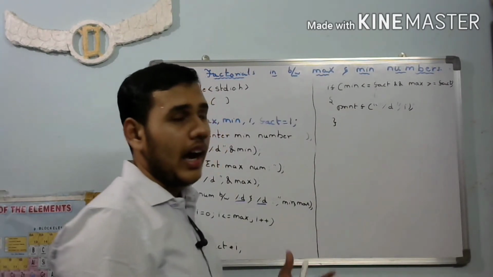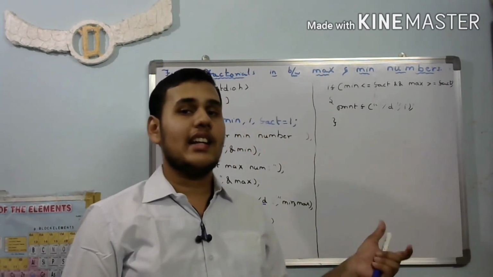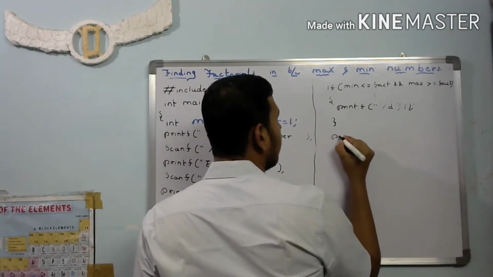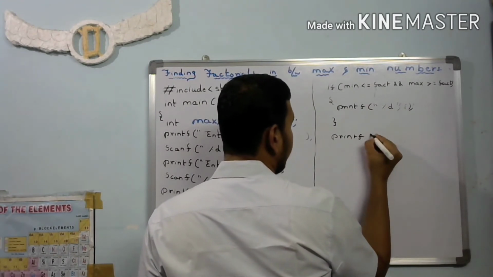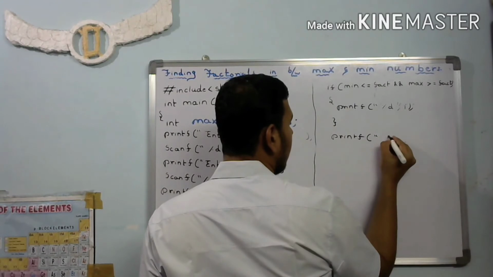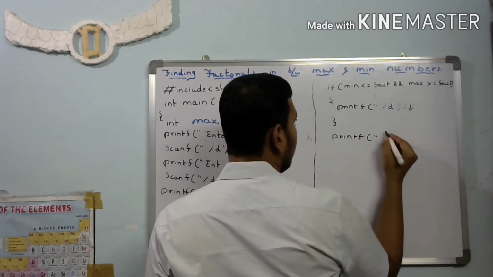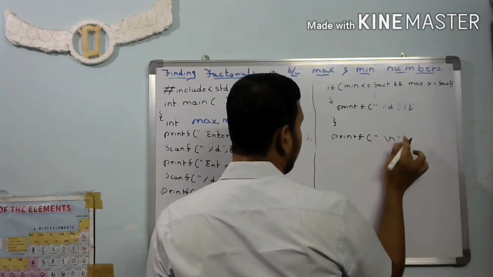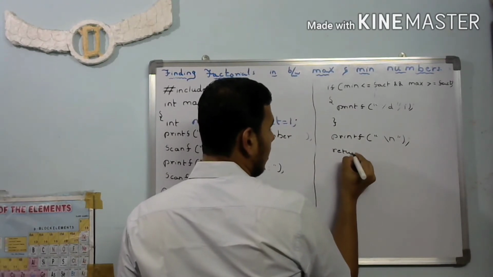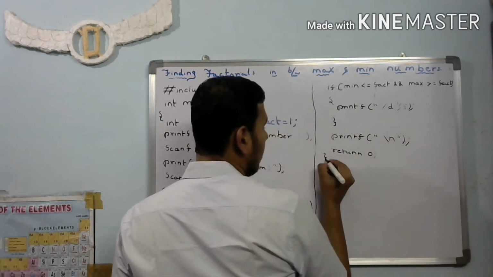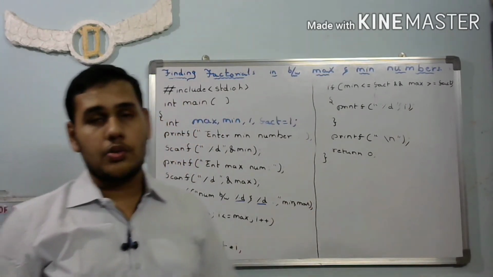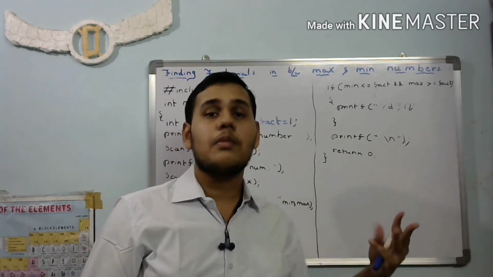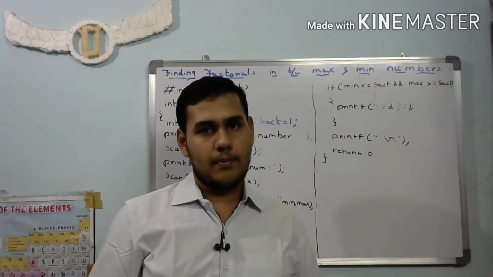And finally, I want a new line character here before writing return 0. I want a new line character so the output does not merge at the same point. So here I am writing printf \n. That is the new line character. Lastly, return 0. The loop is closed. Now we are ready with the program to execute. Now let us see whether this program runs in our lab.